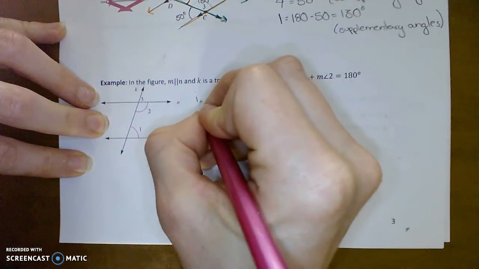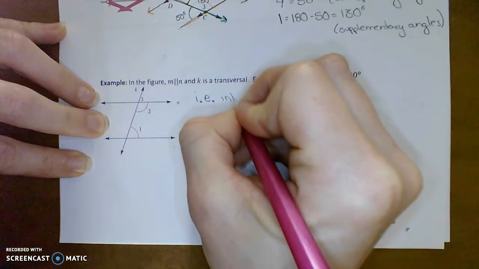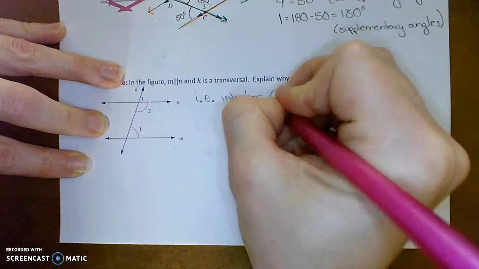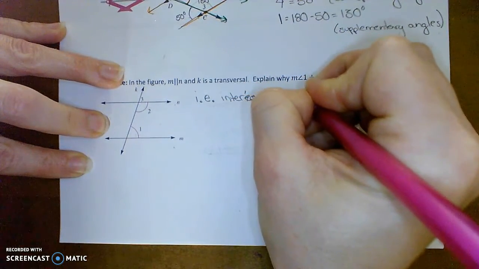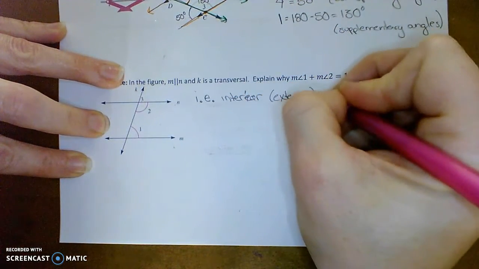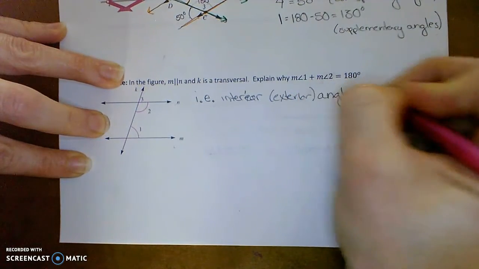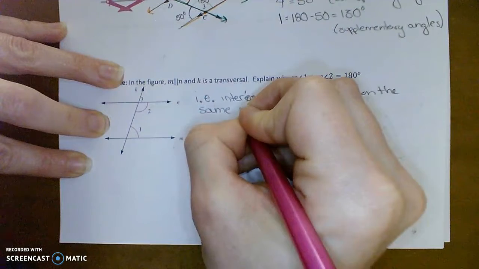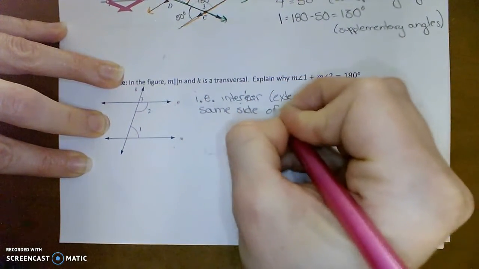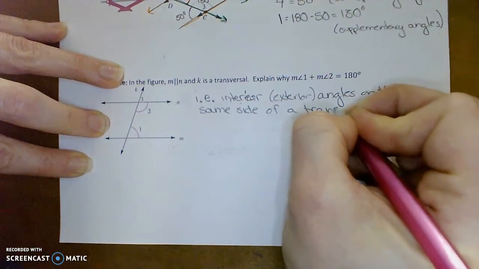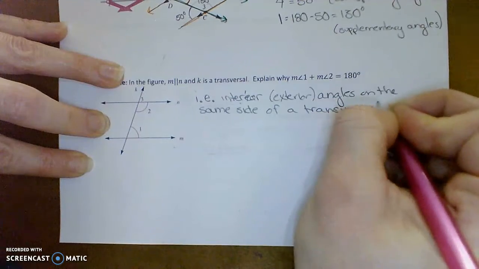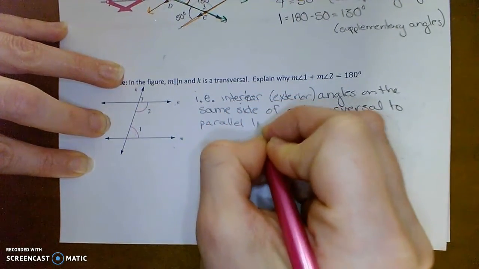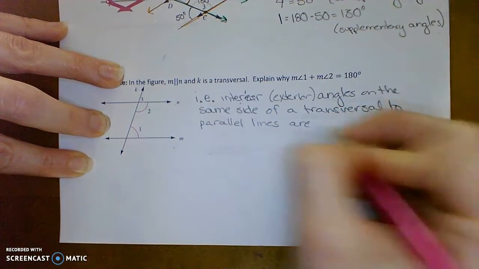So, i.e., interior and exterior angles on the same side of a transversal to parallel lines are supplementary.